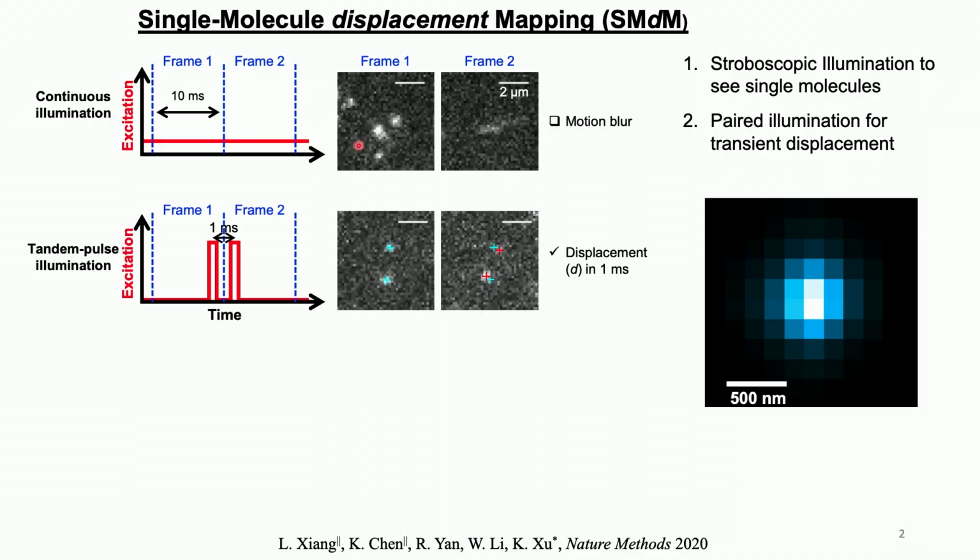And really, this is the result of, if you were imagining a single molecule diffusing in solution, that by the time you were able to observe it in the second frame, it would have diffused out of focus within this 10 millisecond time window. In single molecule displacement mapping, or SMDM, we apply tandem pulse illuminations that are closely spaced together, such as 1 millisecond, as shown in this figure here, and this actually enables us to see single molecules moving between a pair of frames.